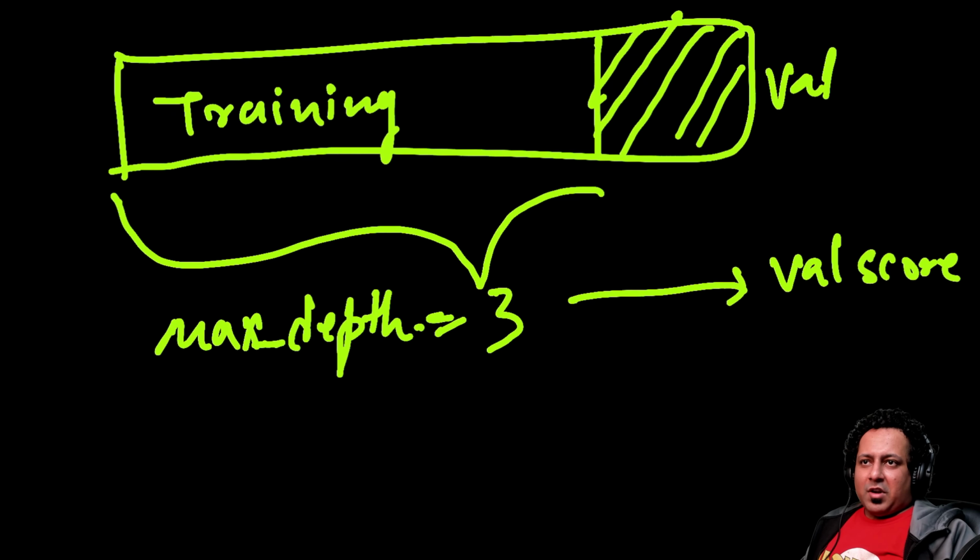So it can be any metric. It can be mean absolute error, mean squared error. It can be classification accuracy. So anything that you want to use that fits your data.